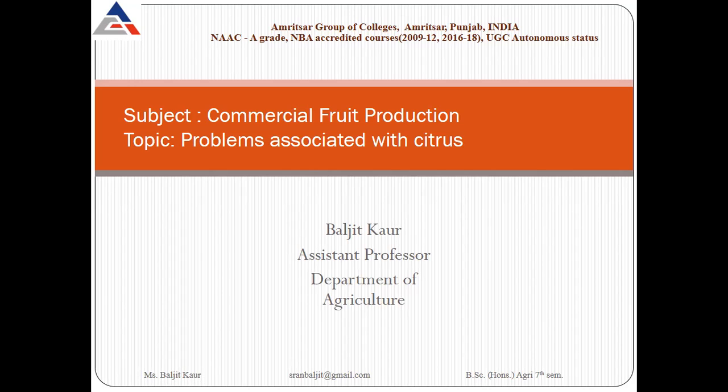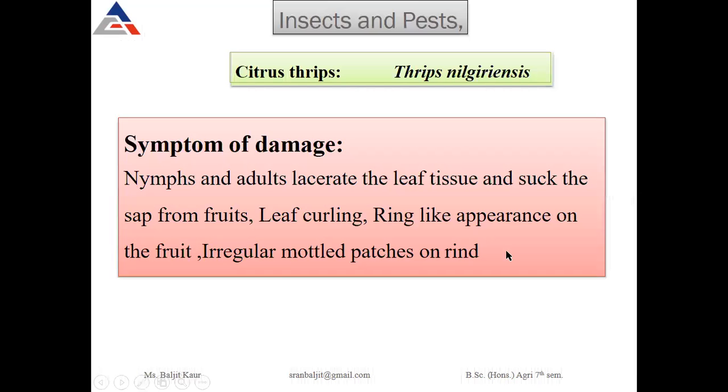Good afternoon, ma'am. So we are going to study the different problems that are associated with citrus fruits. There are many problems associated with citrus. There are many insect pests which attack citrus fruits. There are many diseases and some physiological disorders which affect the citrus fruits and citrus crop, right? So firstly we will discuss the insects and pests which attack citrus fruits and citrus plants, right?